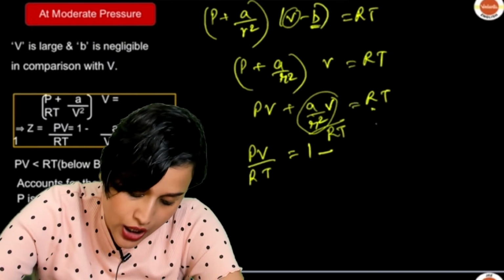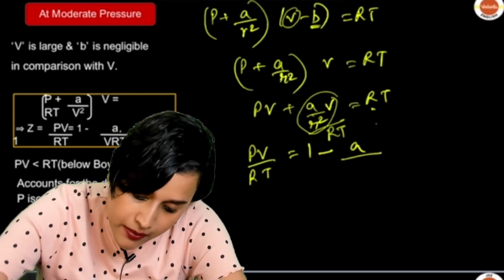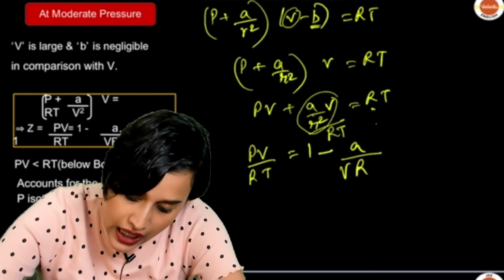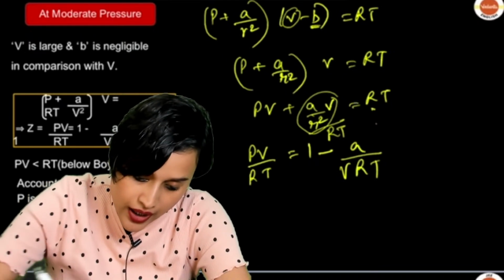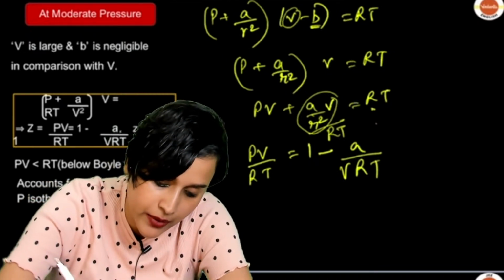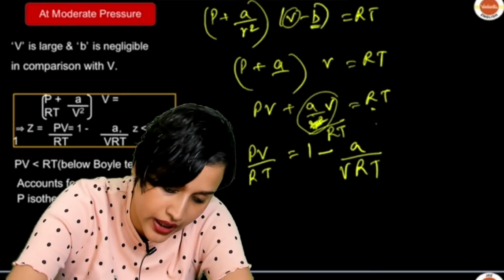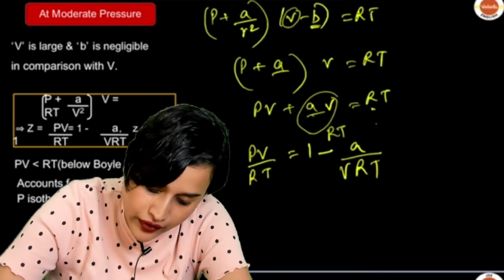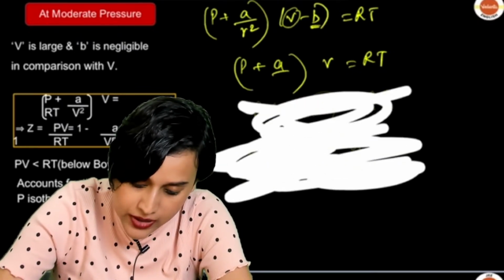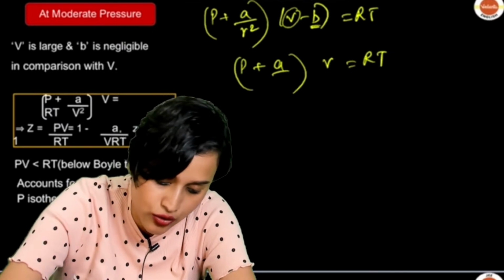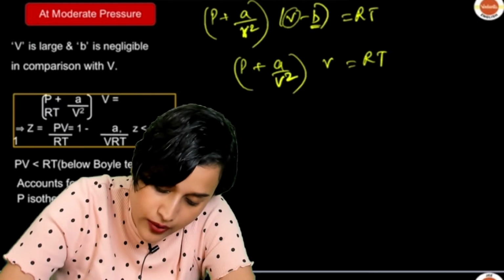So it will become 1 minus A by V capital RT. Correct? Why am I writing R square? That's why I'm not able to figure it out. Aha. Wait a second, guys. Stupid mistake I have made. Very stupid mistake. This is V. This is V square.